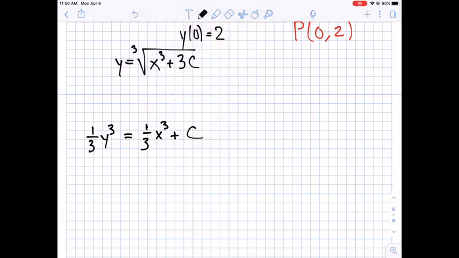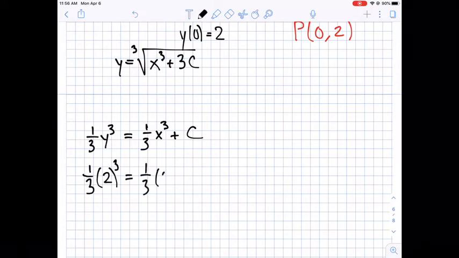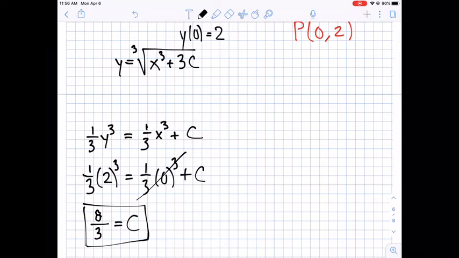Okay, so we plug in x equal to 0, y equal to 2. We get 1/3 2 to the power of 3 on the left is equal to 1/3 times 0 to the 3 plus c. That's just going to be 0. So what we end up with on the left hand side is going to be 8/3 is equal to c, and that's about all the work that is required here to solve for c.